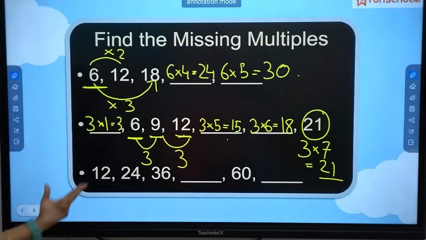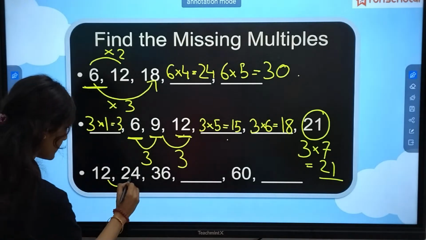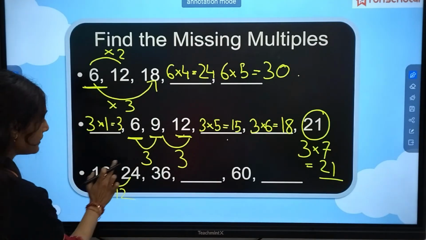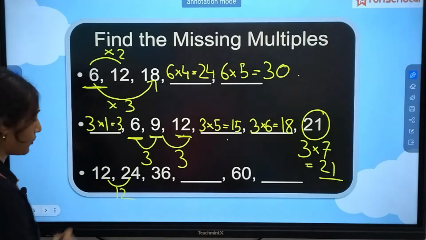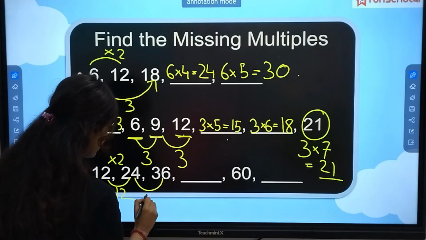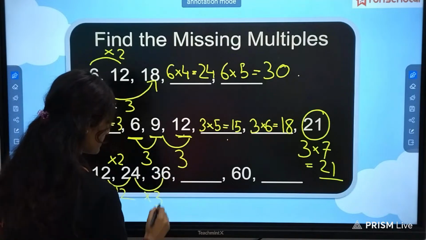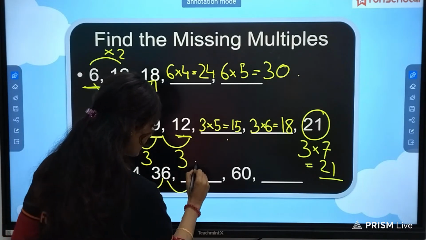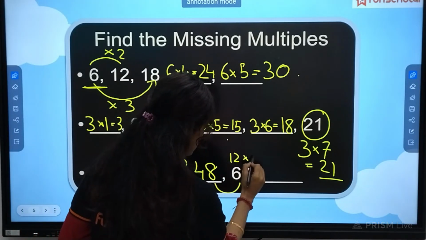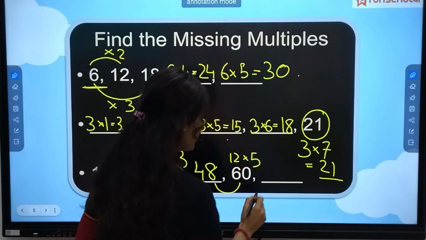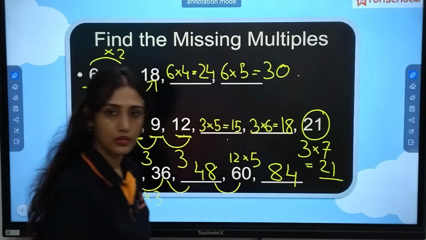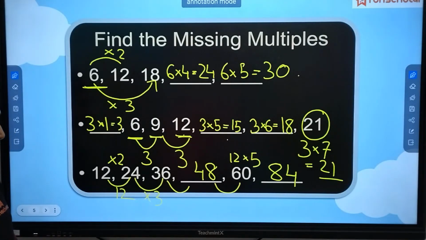Okay? Now this one. 12, 24. What is the difference? Difference is 12. So let's see. Difference is 12. That means 12 into 2 equal to 24. 12 into 3 equal to 36. Then this will be 12 into 4 is equal to 48. 12 into 5 is equal to 60. Then the next number will be 12 into 7 is equal to 84. Right? Okay.